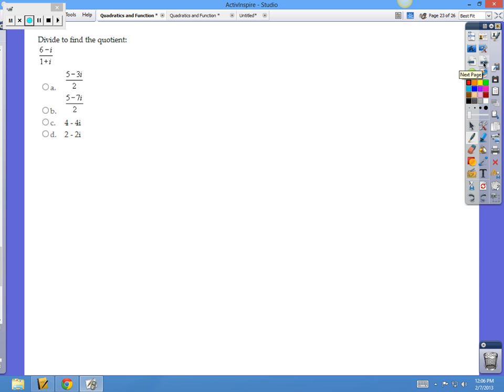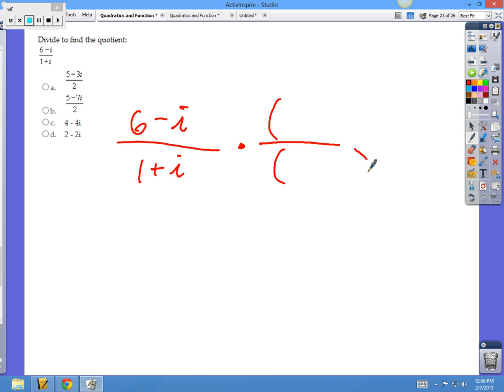This one was probably challenging because we haven't done it for a long time. So what's wrong with this guy as it is? You can't have an imaginary on the bottom, and your way of fixing that is pretty clever. How are you going to fix it so there's not an imaginary on the bottom? You multiply the top and bottom by 1 minus I, its conjugate, because you're creating a difference of squares right here.